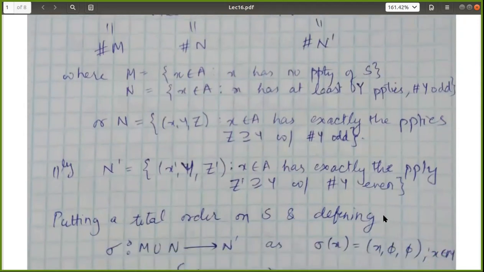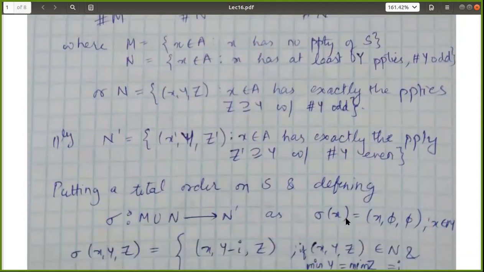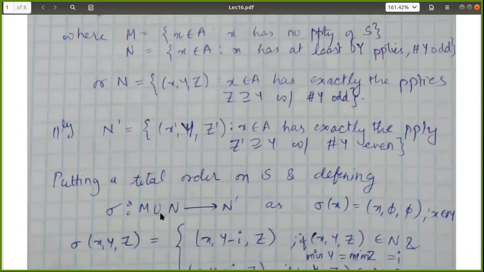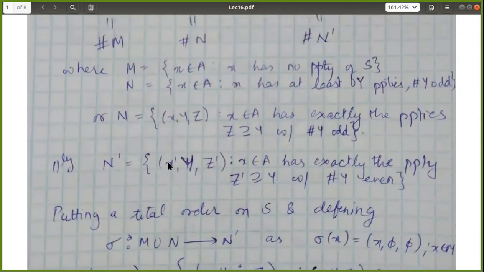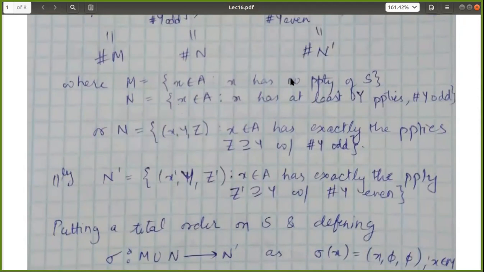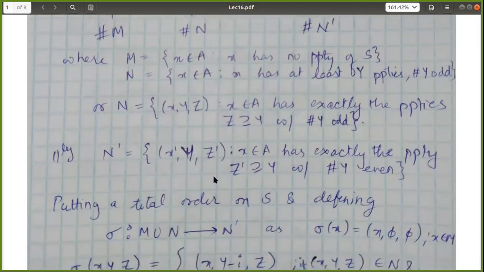So if you put a total order on the set of properties and define this function sigma from M union N to N prime as follows. So M has elements of this type, N has elements of this type, and N prime has elements of this type. So first of all, if you deal with this kind of an element, x should go to something in N prime. So what is this N prime? N prime has the cardinality of y to be even, and z prime should contain y.